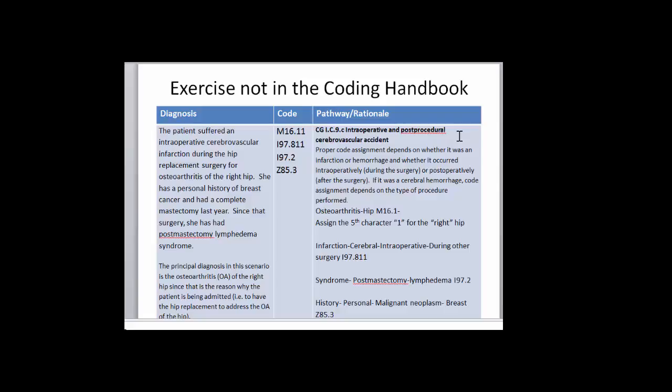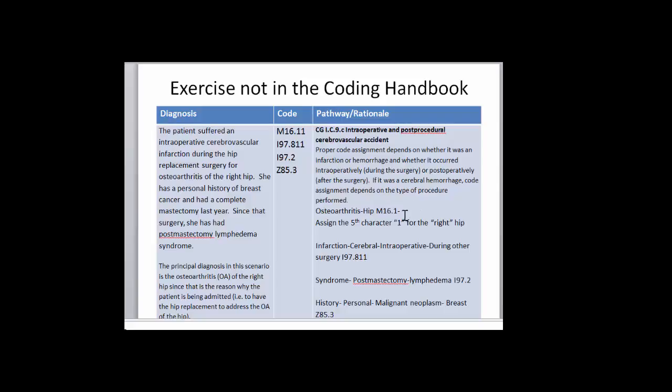The guideline that applies in this case is intraoperative and post-procedural cerebrovascular accident. And the proper code assignment depends on whether it was an infarct or a hemorrhage, whether it occurred intraoperatively during the surgery or post-operatively after the surgery. It was a cerebral hemorrhage, so the code assignment depends on the type of procedure performed.